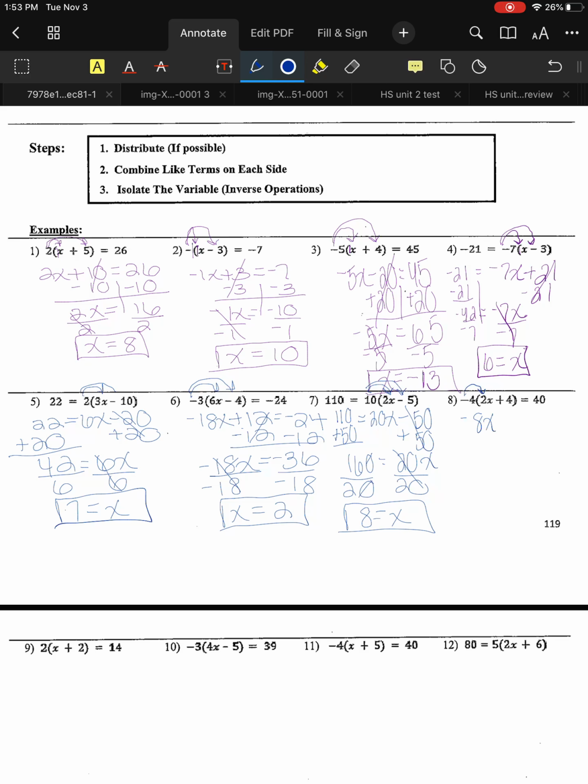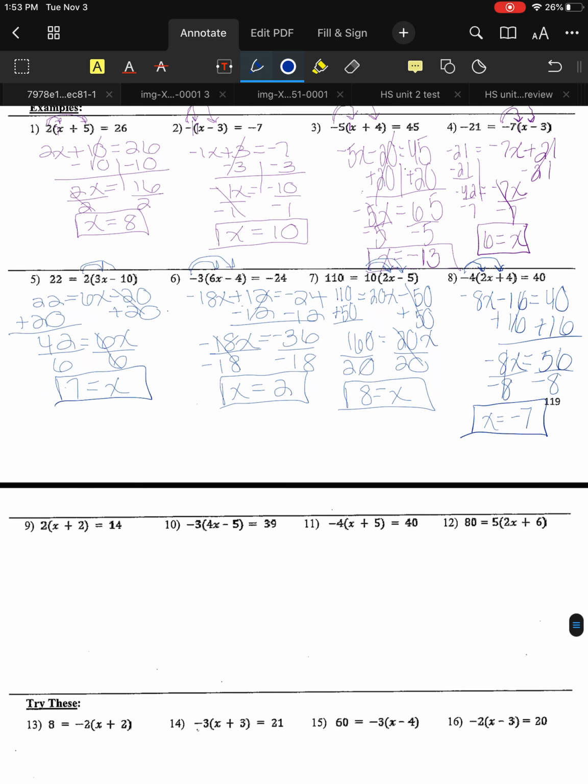Problem number 8, negative 4 times 2x is negative 8x. Negative 4 times 4 is a negative 16, equals 40. Opposite of subtracting 16 is to add 16. Negative 8x equals 56. Opposite of multiplying by negative 8 is to divide by negative 8. Positive divided by a negative is a negative, and it should be a negative 7.